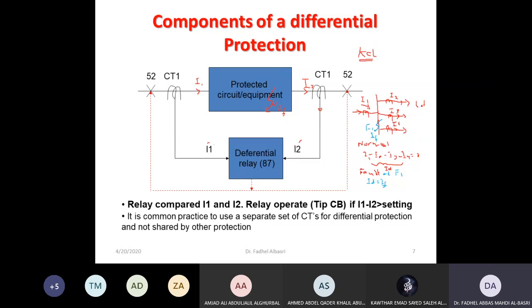Because by KCL, I1 plus I fault plus I2 plus I3 plus I4 equals 0. So I D, which is programmed in the relay, is I1 minus I2 minus I3 minus I4, which is the I differential. In this case, during a fault, it will be I fault, which is greater than 0, so the relay trips. It declares an internal fault.